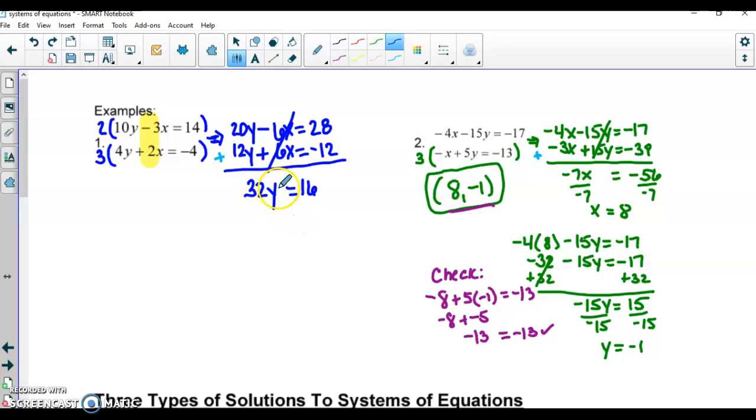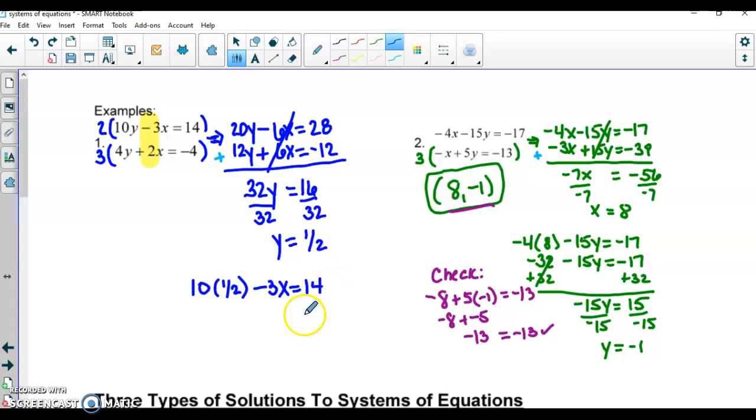Solve for y, so 32 times y. Opposite of multiplying is dividing, so divide by that coefficient of y, 32. And y is 16 over 32, but remember all fractions should be reduced, so y is 1/2. Now take y is 1/2, substitute it back into one of your two original equations. It doesn't matter which one. I'm going to choose the top one just because it comes first. So 10y, 10 times 1/2 minus 3x equals 14.